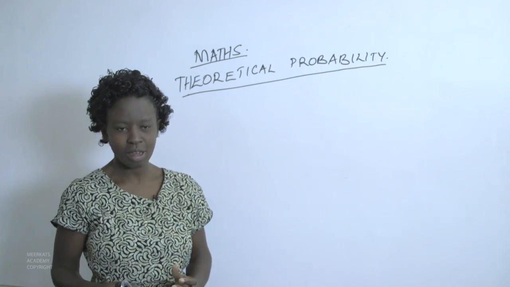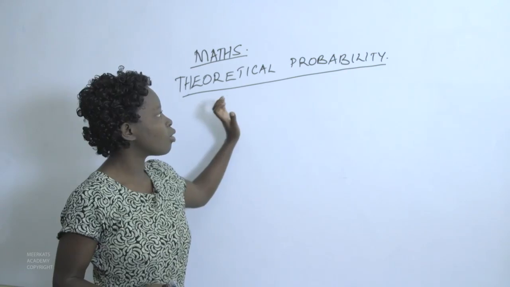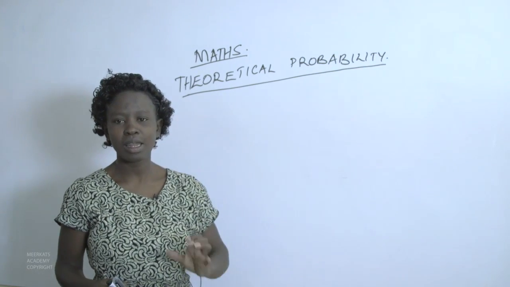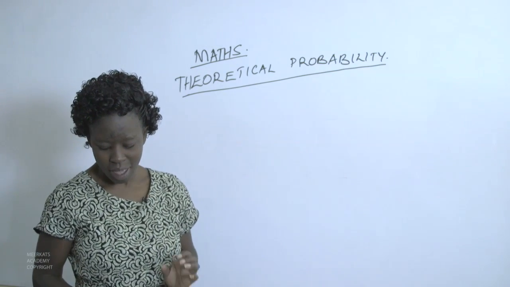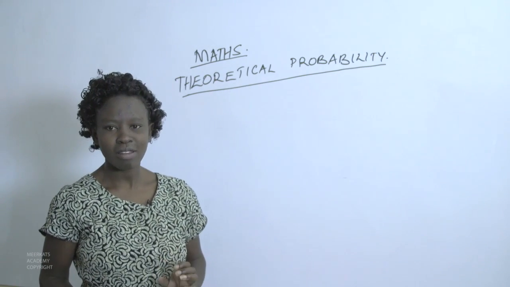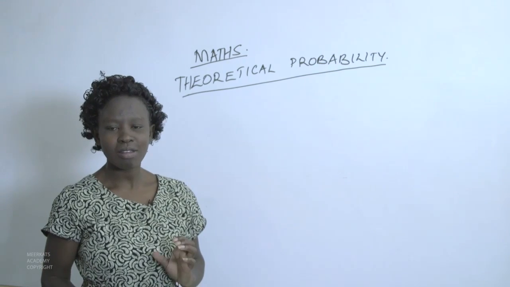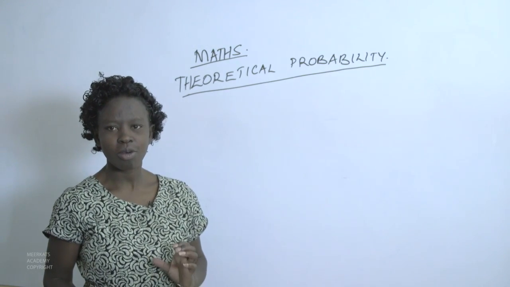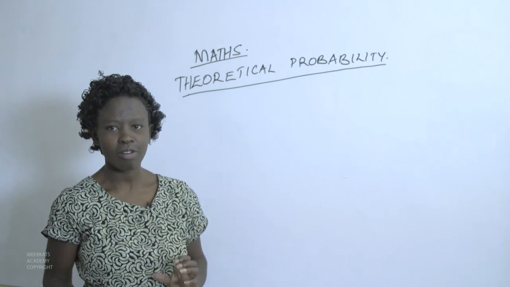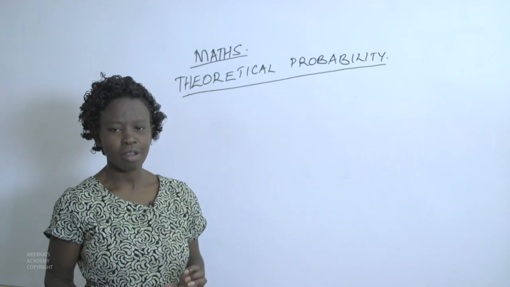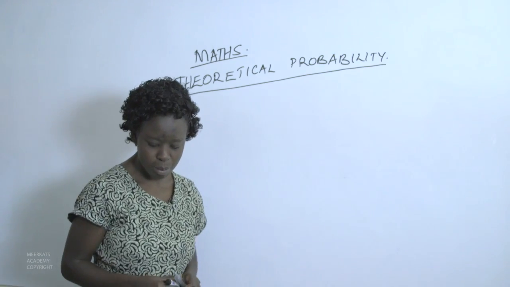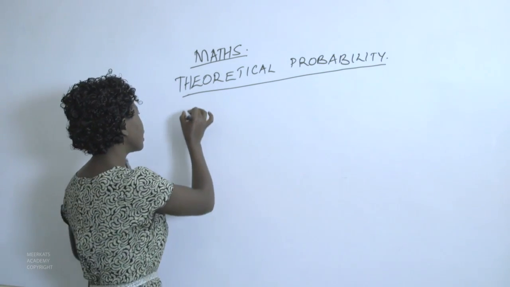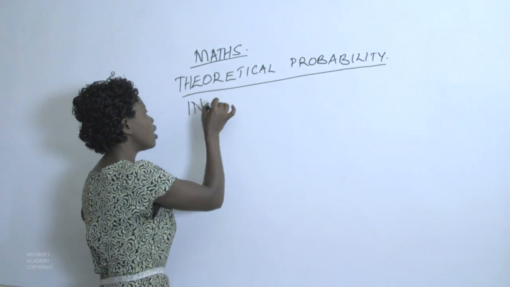That is the expected. So when you are talking about theoretical probability, we are simply dealing with the actual chance of that event occurring. So that actual chance of the event occurring is whatever we are referring to as the theoretical probability. So we are looking at theoretical probability, but it is in a single step.